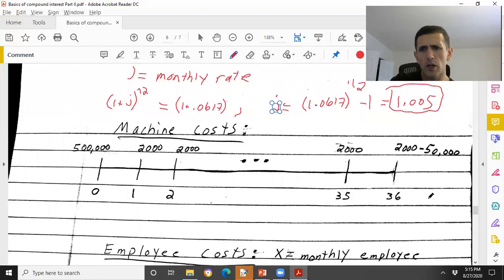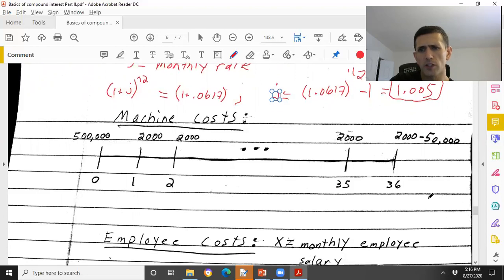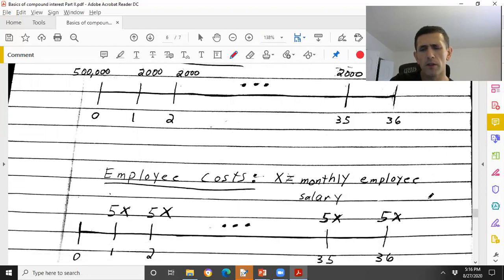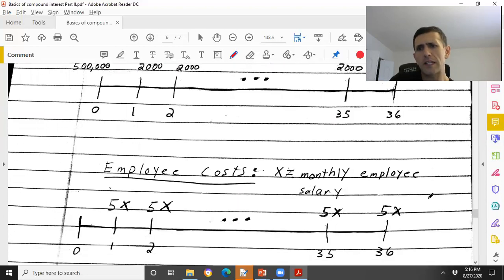Okay, so let's do the time diagram for employee costs. Well, we pay employees at the end of each month. And let's say x is the monthly employee salary. There's 5 of them. So at the end of each month, we have to pay 5x. So that's pretty straightforward.